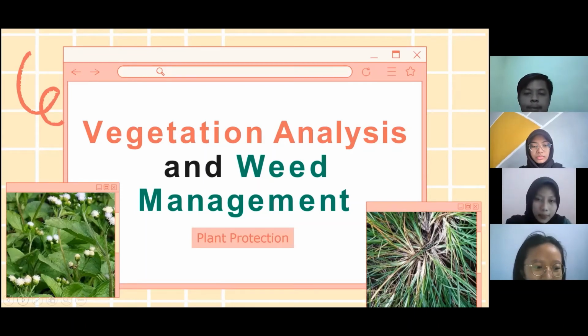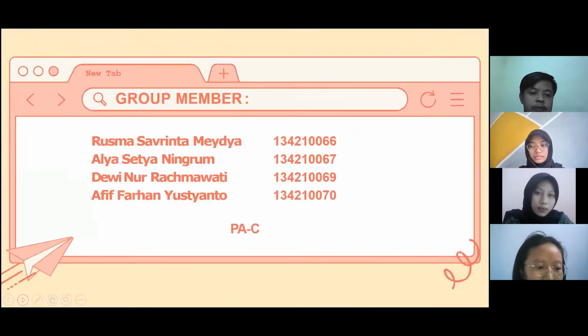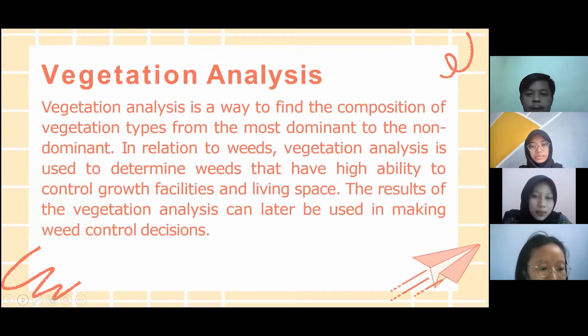We are going to present our work about vegetation analysis. Before we start the presentation, let me introduce you to our team members. Here we are. First, we have Rusma Savrinta Meydya, and then Alya Setya Ningrum, Dewi Nur Rachmawati, and Afiif Farhan Yustyanto as our members. So you have been informed about our team. Now let's move on to the next session, which is our main presentation.